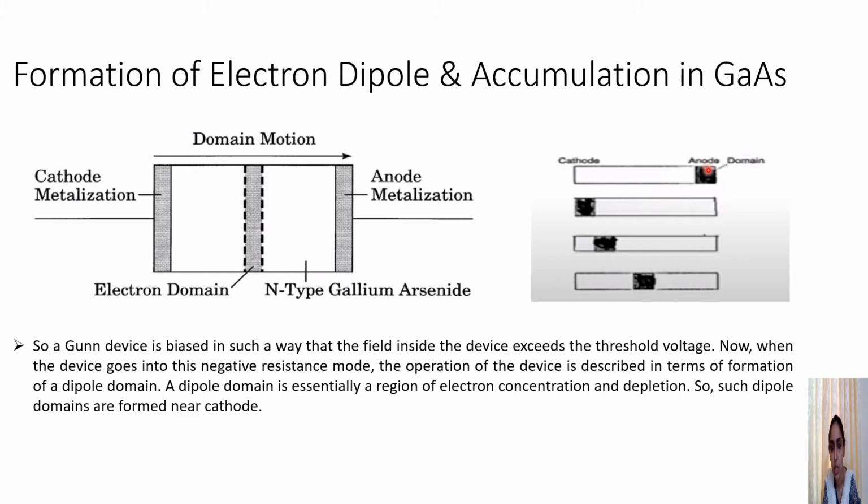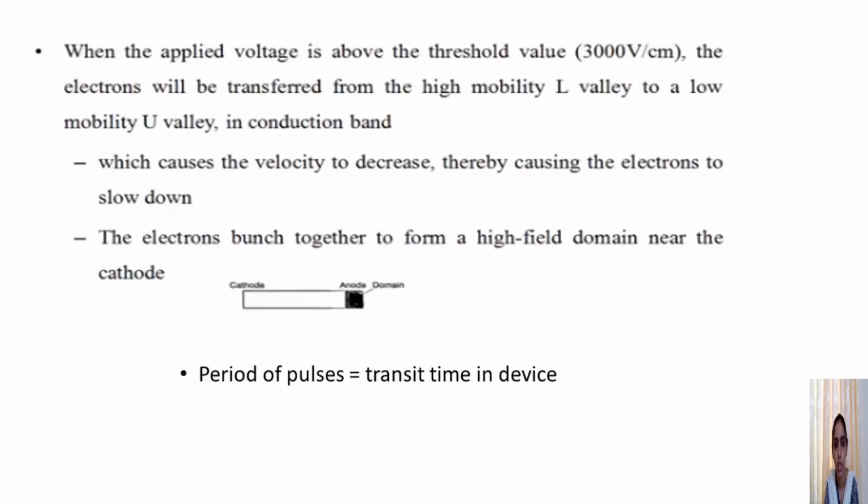So when can you say one domain is completed? When it reaches from the cathode to the anode. The transport of the domain is shown in this figure for understanding. Remember, when the applied voltage is above the threshold value, that is the 2000 to 3000 range, what is happening according to our RWH theory? We are getting a transferred electron device here. That is, electrons are transferring from a lower valley to a higher valley.